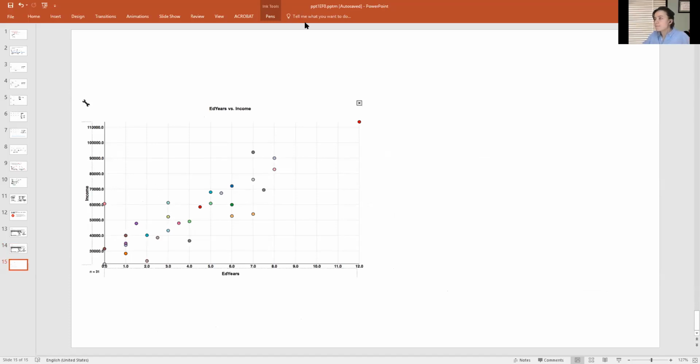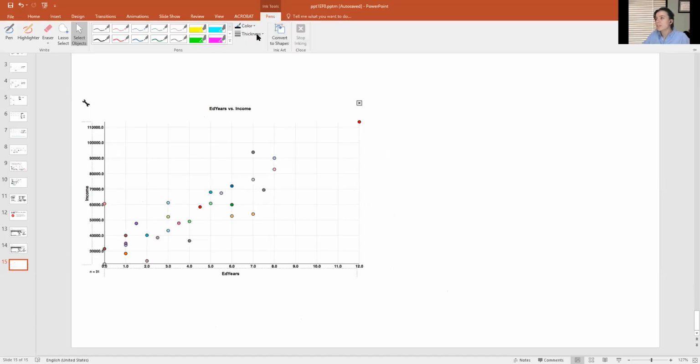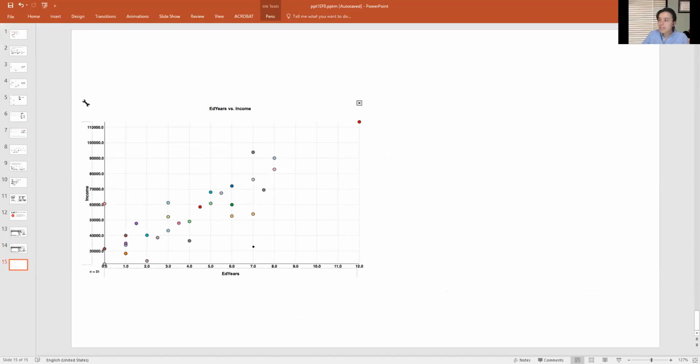Earlier in the class, I asked you, if somebody has 1 year of education under their belt after high school, based on this data set, they're going to be making about 35K per year, right? So this is going to be the prediction that I'm going to make.